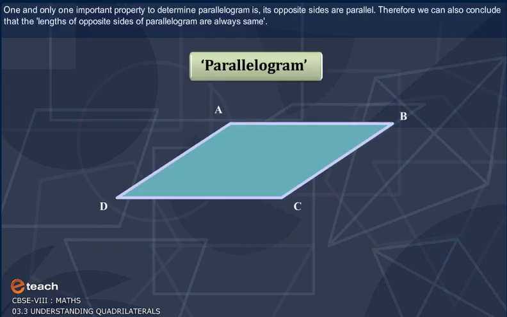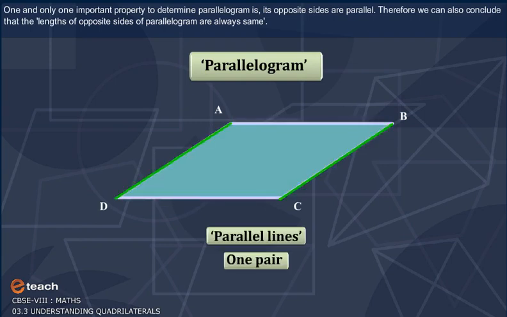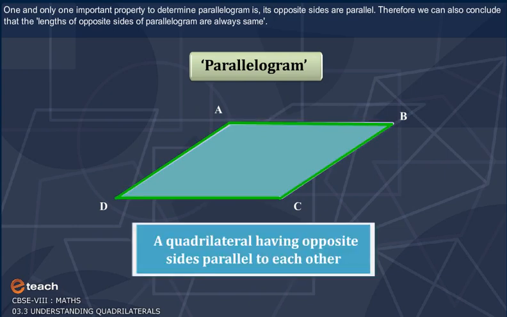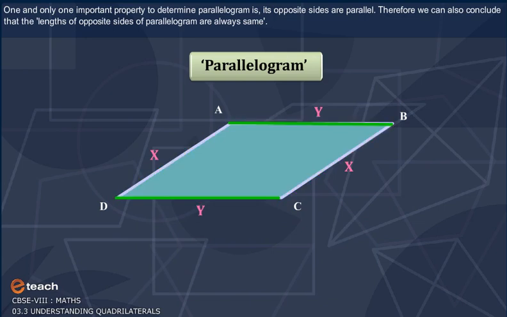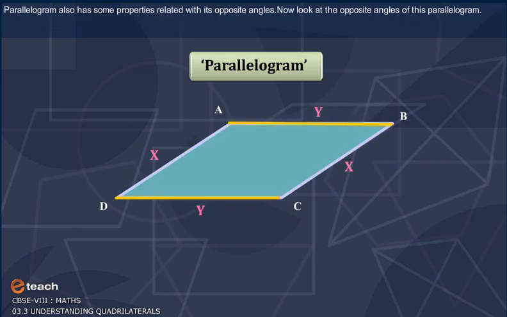Parallelogram. One and only one important property determines a parallelogram: its opposite sides are parallel. Therefore, we can also conclude that the lengths of opposite sides of a parallelogram are always the same. A parallelogram has also some properties related with its opposite angles.